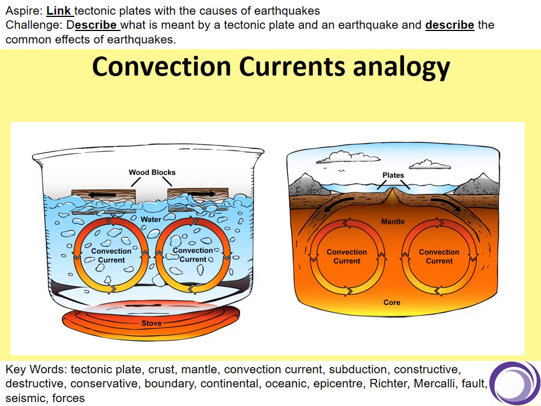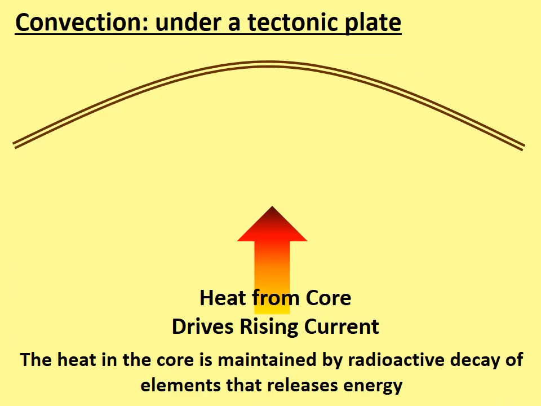You could demonstrate this with a pan of water and some little wooden blocks over the top of it. If you start heating the water, as the convection currents develop in the water, then it will actually move those little wooden blocks around. And this is like a model of plates on top of the mantle, with the hot core being the stove effectively at the bottom of your model.